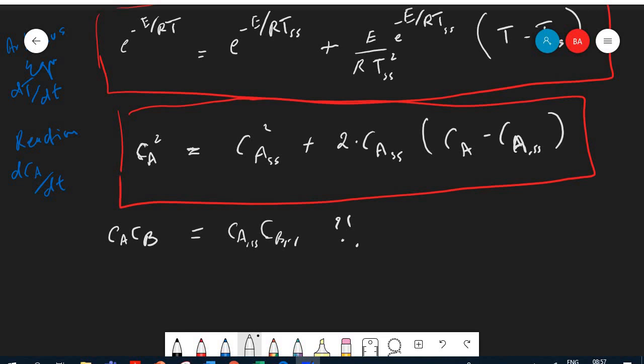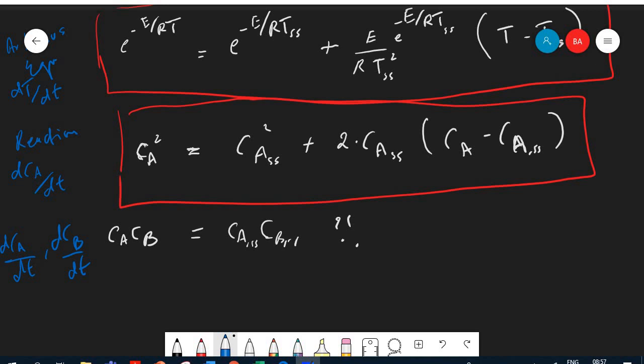Here is the linearization of two terms, where we have not only dCa by dt, one term, but we also have another equation of dCb by dt. So it looks like we have two equations here.